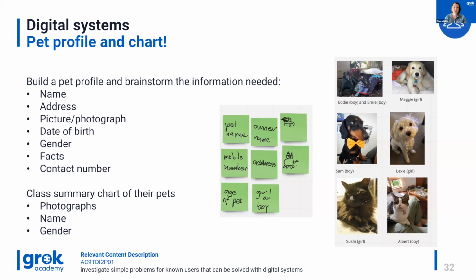Another class activity can be to ask students to bring in a photo of their own pet and upload those photos to a local directory or shared folder. The students can then create a class digital summary chart of their pets, recording details such as the name of their pet and their gender, and putting that under the photos of the class animals. You'll also notice at the end of each of our slides here, we're relating to the content description, number 1, which was about investigating simple problems for known users that can be solved with digital systems.